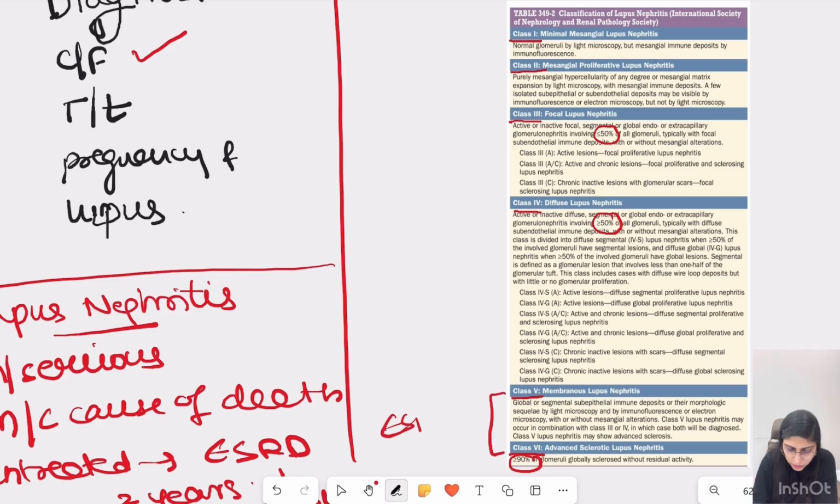In fact, the patient has reached ESRD when you find that the patient has class 6 lupus nephritis. Class 6, more than or equal to 90% are sclerosed. Advanced sclerotic lupus nephritis, the name itself suggests that the disease has advanced to a stage where it has sclerosed most of the kidney. This most of the kidney is 90% of the kidney. Okay, so this is important.